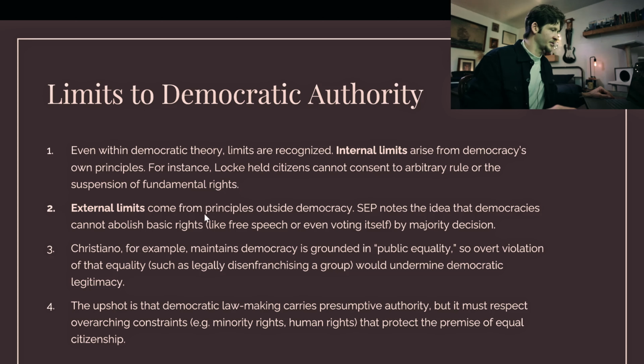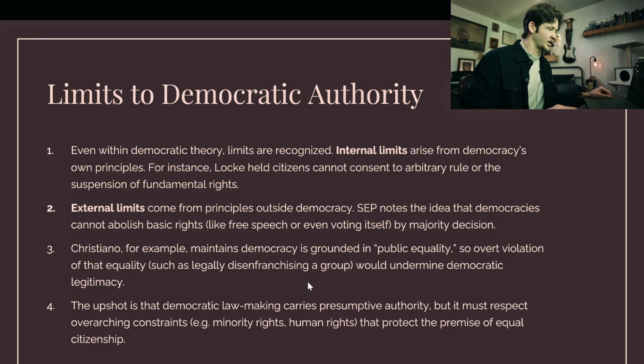2. External limits come from principles outside democracy. SCP notes the idea that democracies cannot abolish basic rights, like free speech, or even voting itself, by majority decision. Now, that's a good thing. We like that. We want free speech, and we don't want it to be able to be abolished, especially by way of voting. Okay, great. 3. Christiano, for example, maintains democracy is grounded in public equality, so overt violation of that equality, such as legally disenfranchising a group, would undermine democratic legitimacy. Okay, that's good.